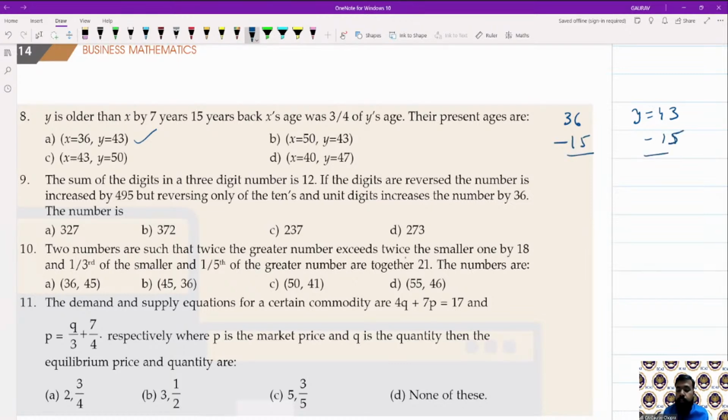Yes. So 36 minus 15 is 21. And 43 minus 15 is how much? 28. Yes. Now we have to check whether it is 3/4 or not. So 21 upon 28, cancel with 7. So we are getting 3/4. Yes, the condition is verified. Therefore, option number A is correct.